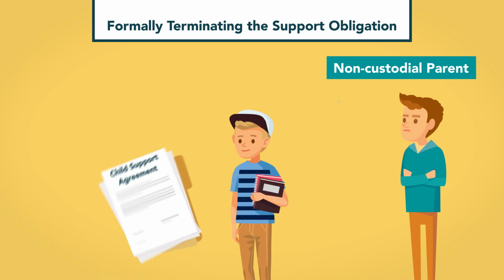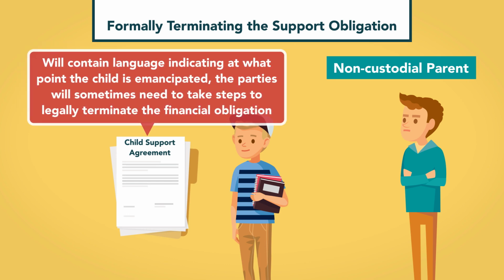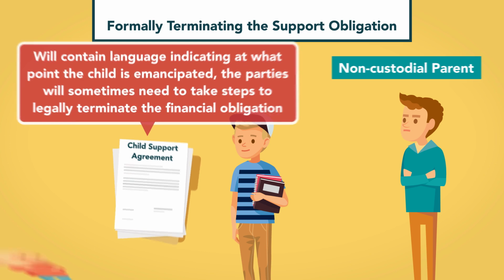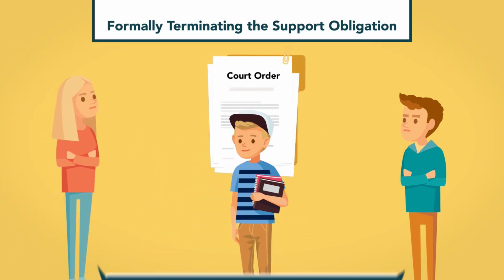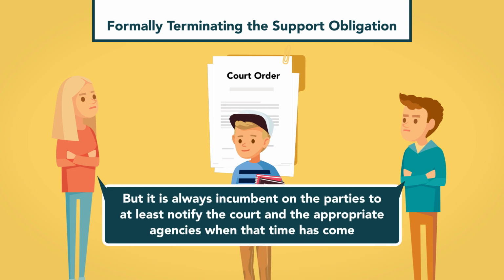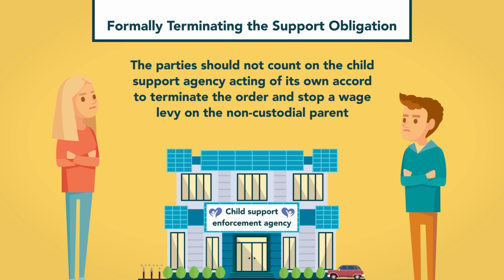Even though the agreement, applicable statute, or court order will contain language indicating at what point the child is emancipated, the parties will sometimes need to take steps to legally terminate the financial obligation. Depending on the state, there may need to be a separate court order terminating the child support. But it is always incumbent on the parties to at least notify the court and the appropriate agencies when that time has come. The parties should not count on the child support agency acting of its own accord to terminate the order and stop a wage levy on the non-custodial parent.